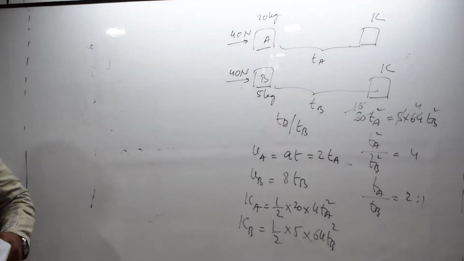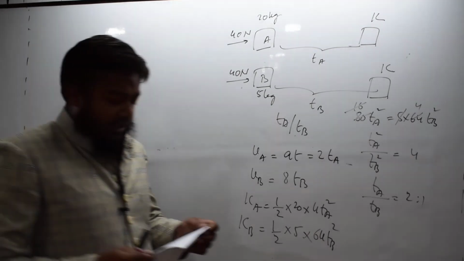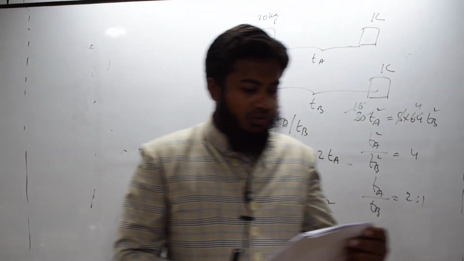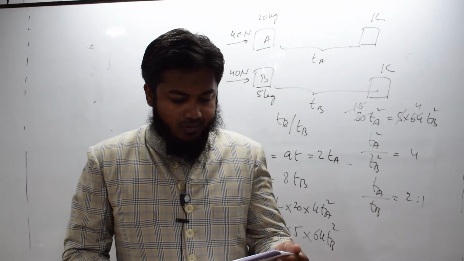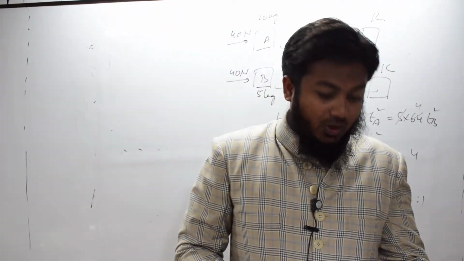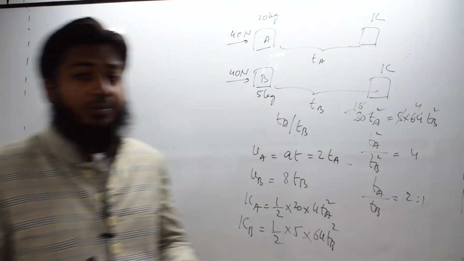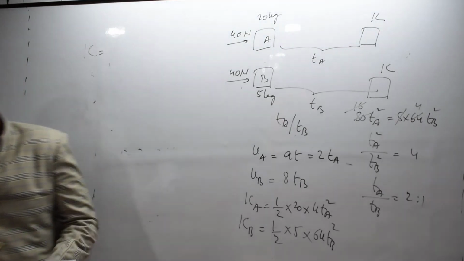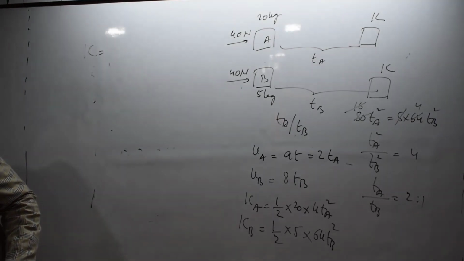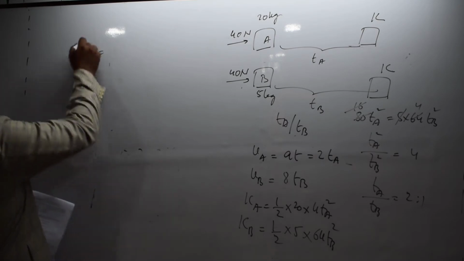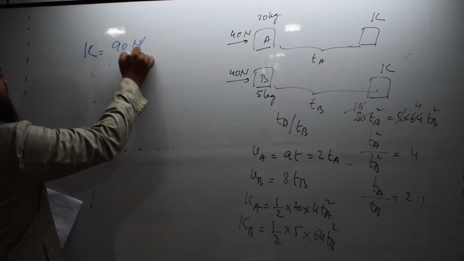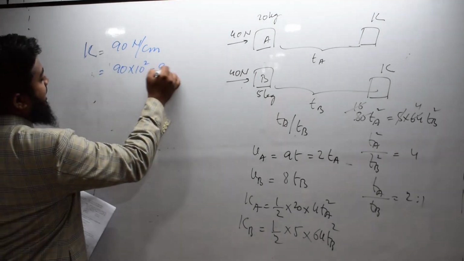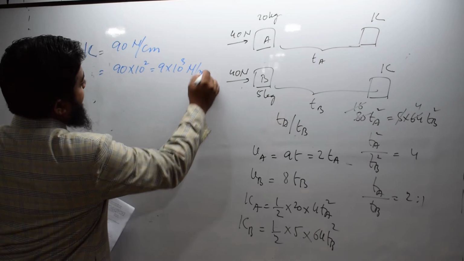We can take one more question. A spring gun of spring constant 90 Newton per centimeter. So, the spring constant K here is 90 Newton per centimeter. So, it will become 90 into 10 raised to the power 2, or 9 into 10 raised to the power 3 Newton per meter.